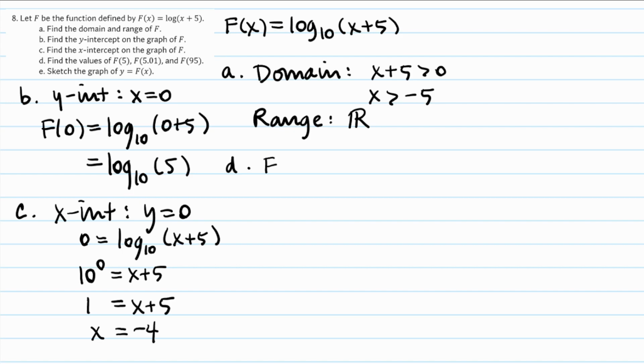D is going to be, just find some function values. f of 5 is the log with base 10 of 5 plus 5. So this is log base 10 of 10. That's going to be 1, right? I could write 10 as 10 to the first and use the fundamental identity, or I could say 10 to what power equals 10. That would be the first power, however you want to think about it.